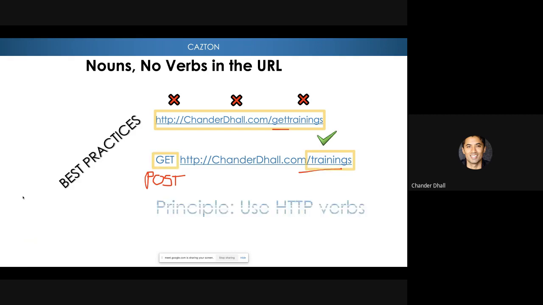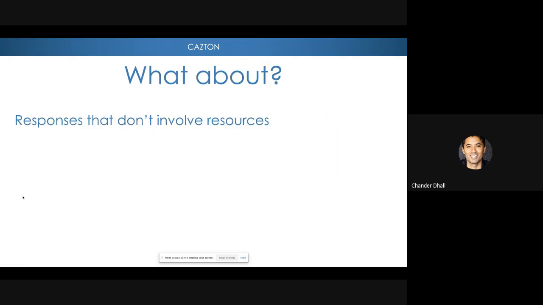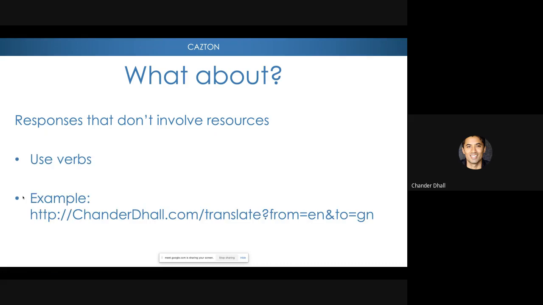So let's move on. That's a good idea. Use HTTP verbs and regularly use nouns in your URL. And then what about responses that don't involve resources? In that case, you can translate from English to German, and that's perfectly okay. And in this case, as you can see, I'm using this, right? Which is basically a verb, but that's only if it's an action.